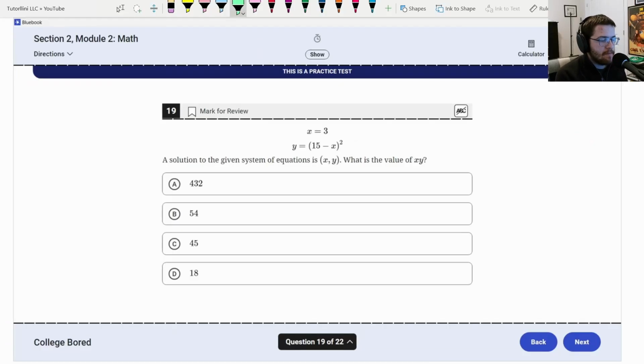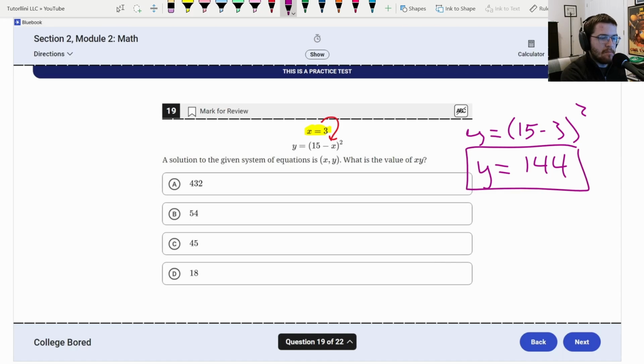Okay, question 19. They give us one of the variables again as just a number, so that's great. So we're just going to plug that into the other equation. So we get y is equal to 15 minus 3 squared. 15 minus 3 is 12. 12 squared is 144. That's important. Going to put a box around that. But that's not the answer. The question wants the value of x times y. So x they said was 3. y we just figured out was 144. And 3 times 144 is 432.